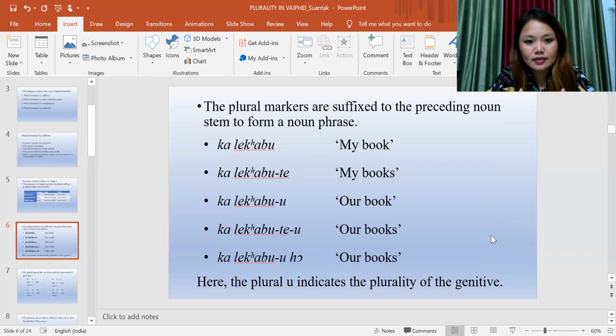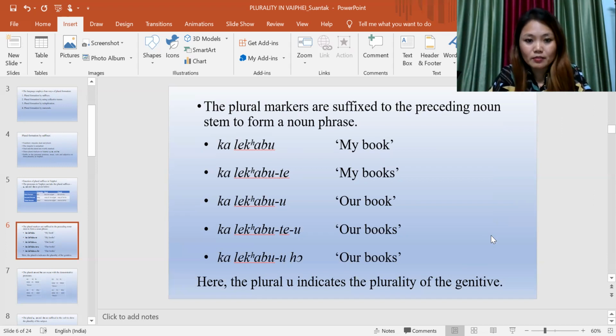And here in the next example, kalekhabuu, our book. So here we can see the plural u, which is affixed to the preceding noun lekhabu. This plural u indicates the plurality of the genitive. So it means our book. And then the next example, kalekhabuteu, that means our books. So here we can see the occurrence of two plurals. One is the plurality of the genitive, u, and te is the plurality of the noun phrase.